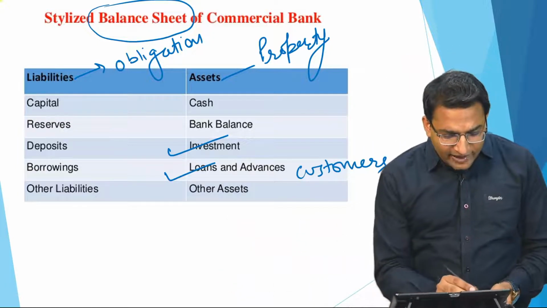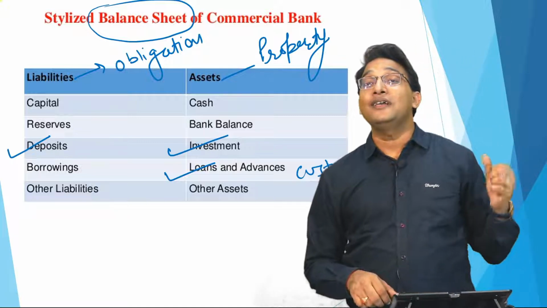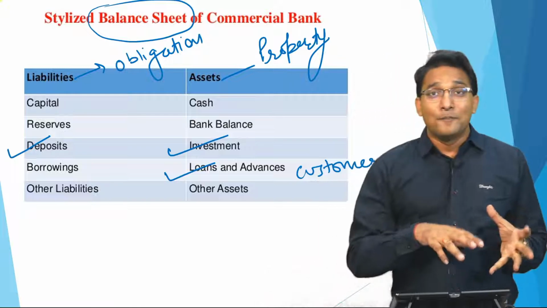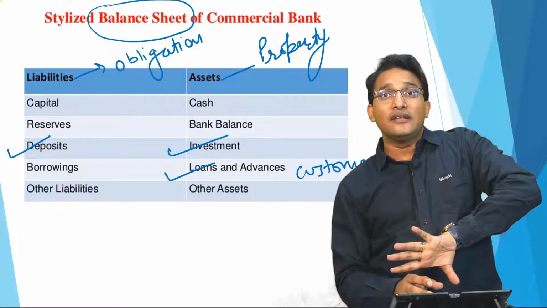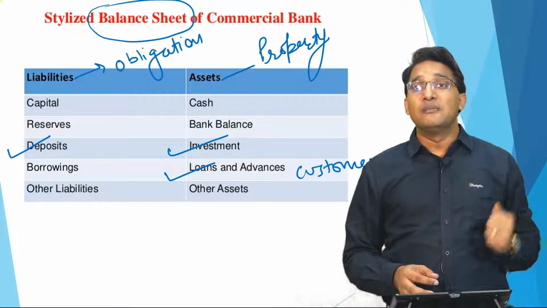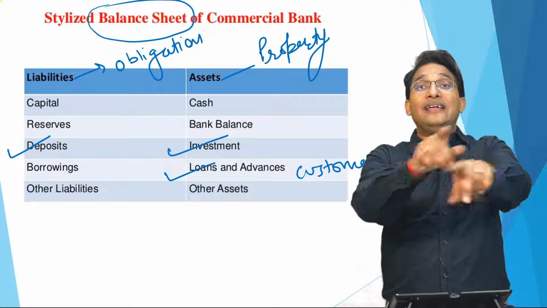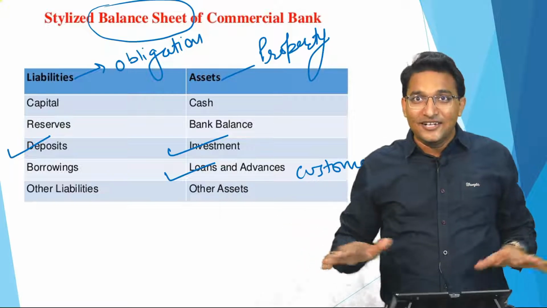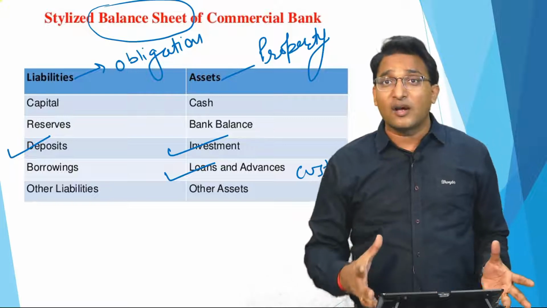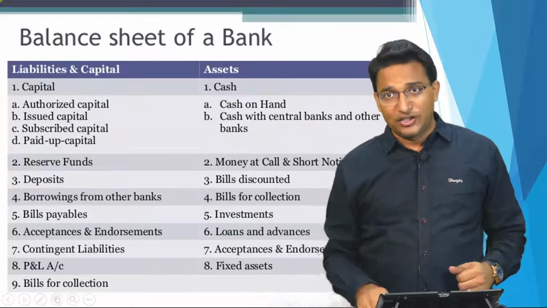Then on the other side we have deposits. Deposit is the money which has been deposited by the customer in the bank. Now the bank has received the amount, and it is supposed to pay it back whenever the customer demands, or after a certain period of time. So deposits is a liability, it is not an asset. It is very clear. So this was a brief overview of the commercial bank's balance sheet.